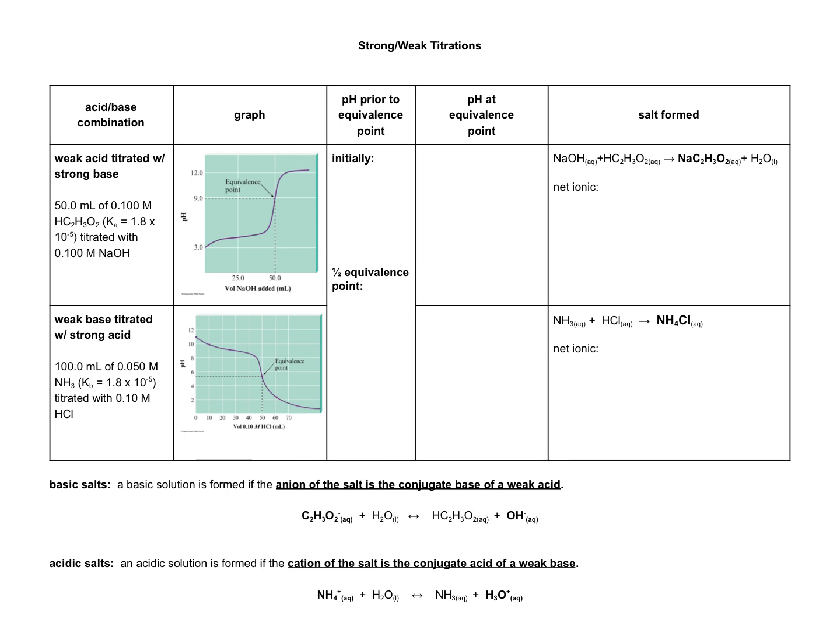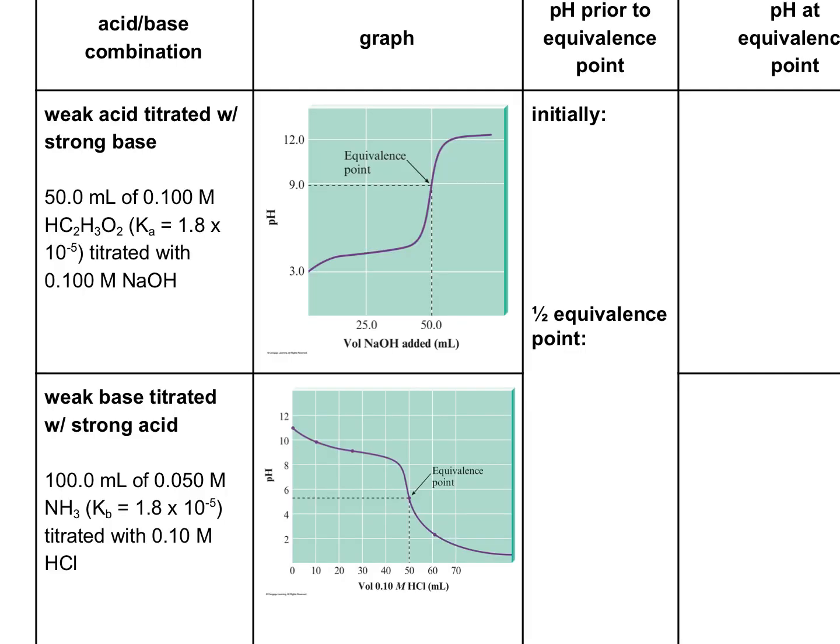Next up, we've got strong-weak titrations. So a weak acid titrated with a strong base or a weak base titrated with a strong acid. So let's look at 50 milliliters of a 0.1 molar acetic acid solution titrated with a 0.1 molar sodium hydroxide solution. Once again, we have our titration curve.